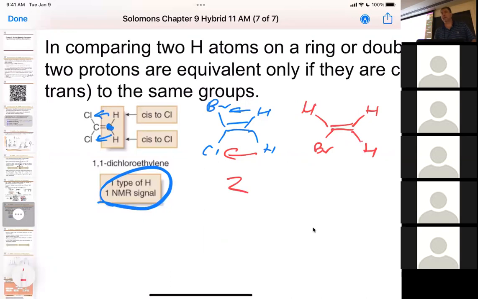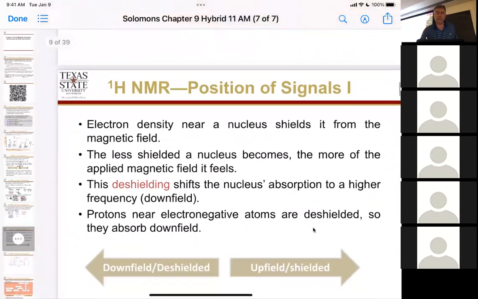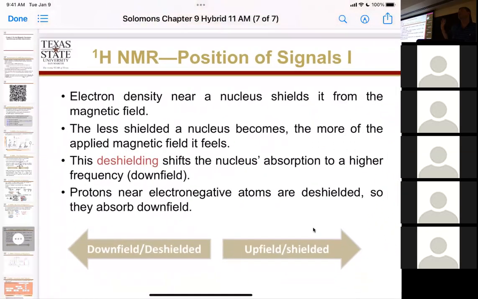Right, because this is different than that, which is different than that, which is different than that. So, okay, let's see, what else? Okay, so that's looking at the number of unique types of hydrogens in there. That's called number of signals, the first thing you look at. So now you know that there are X number of types of hydrogens you have to fit into your product.